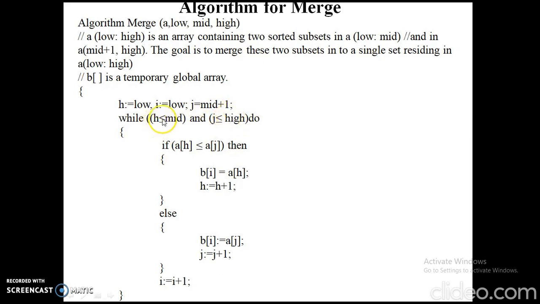So I need to do comparisons till I get exhausted with either my first subarray or the second subarray. That is, while h is less than or equal to mid and j is less than or equal to high, keep comparing the elements.